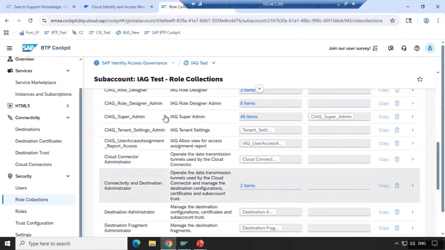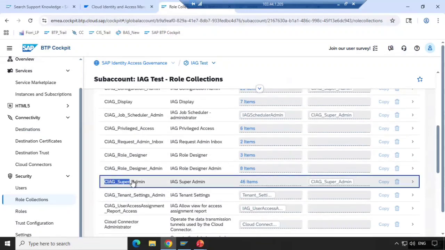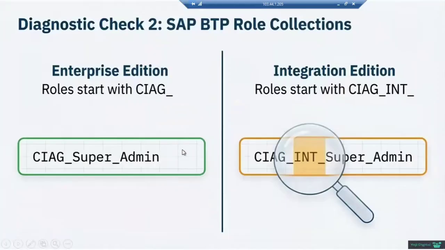Suppose I go to my subaccount. This is my subaccount. In this subaccount, you can see one of the role collections, CIAG_SUPER_ADMIN. That means I have an enterprise edition. So by looking at the role collection also, you can identify whether it's an enterprise edition or an integration edition. If you have this role name, then you have an enterprise edition. If you have any role starting with CIAG_INT, that means you have an integration edition.